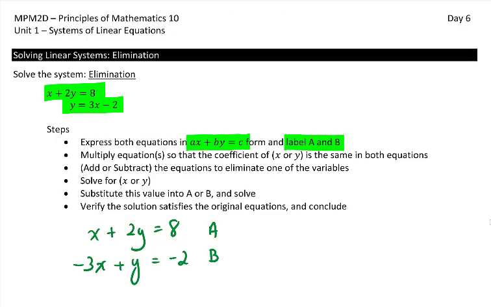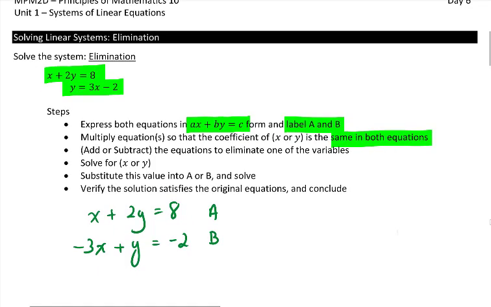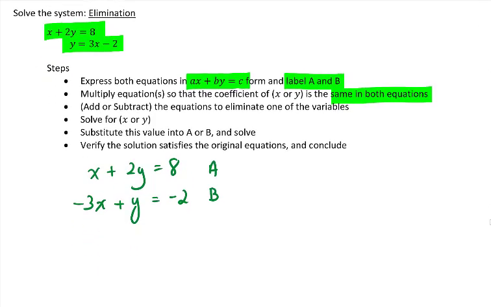The second step says to multiply the equations so that the coefficient of x or y is the same in both equations. So we have two options. We can either multiply equation A by negative 3 so that the coefficient in front of the x is negative 3 for both A and B, or we can multiply equation B by 2 so that the coefficient in front of y is the same. I'm going to go with the first option for this example.